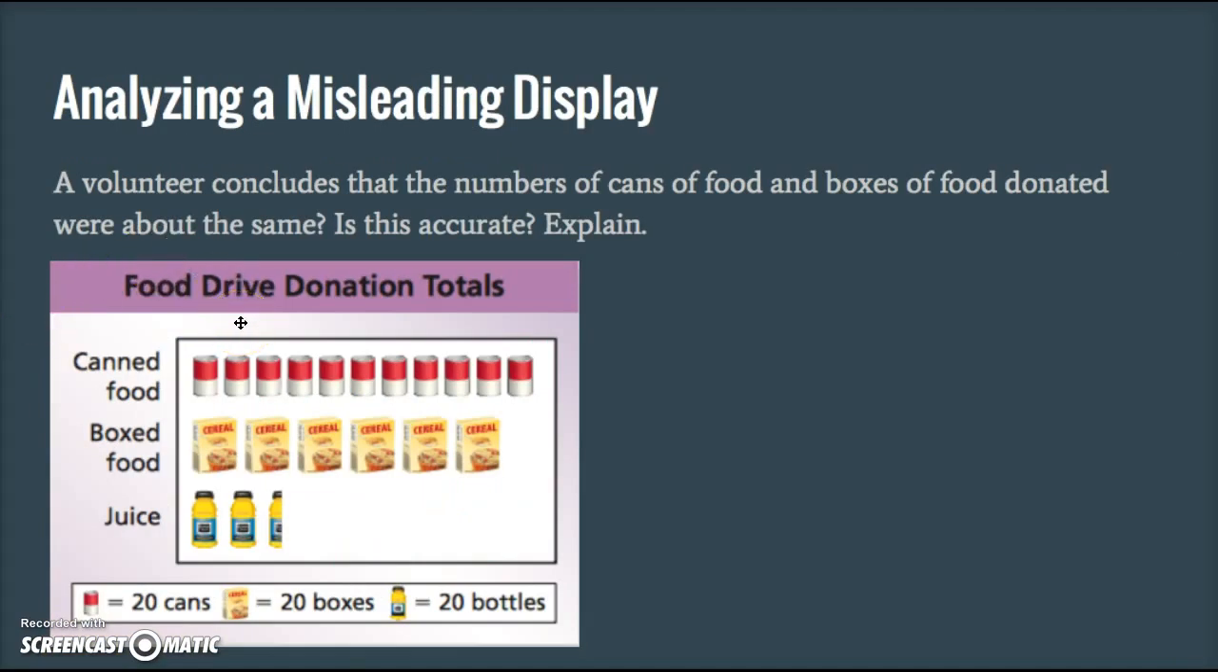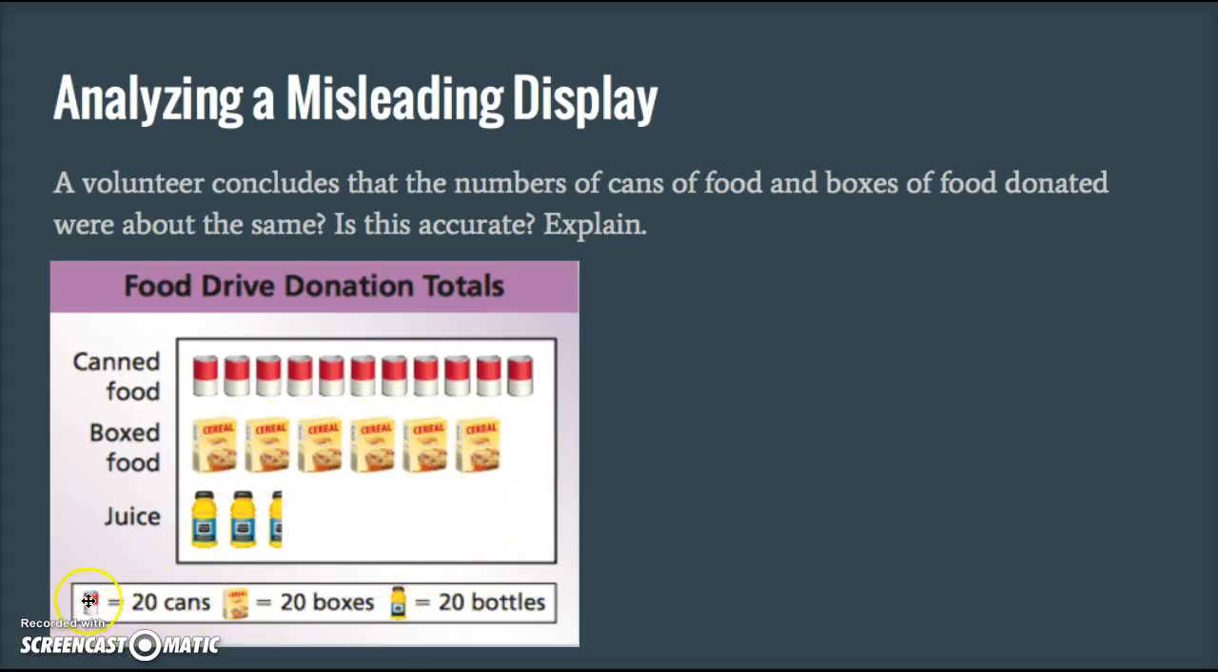Analyzing a misleading display. Okay, so you have this pictograph. It's got pictures. It says a volunteer concludes that the number of cans of food and boxes of food donated were about the same. Is this accurate? And explain. Okay, so it's real easy to see where he got that because the pictures go out to about the same place. However, if you notice the pictures and look at the size of the pictures, there's a lot more cans than there are boxes.